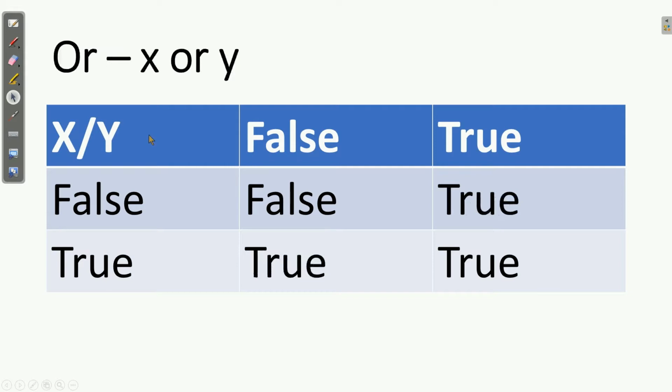Now with the OR, only one of them. So if both X and Y are false, the result is false. But any other combination of true and false yields a true. And of course, as I said, the NOT condition inverts that.